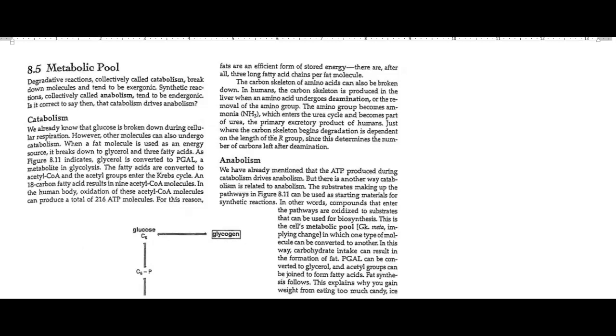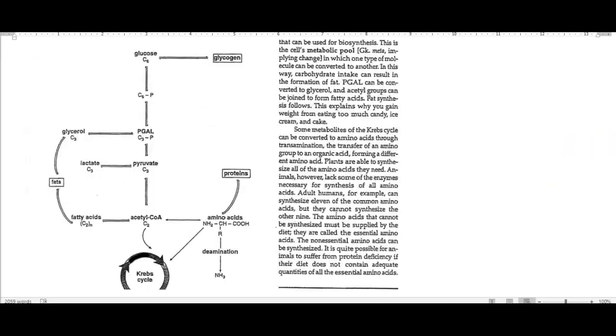In this way, carbohydrate intake can result in the formation of fat. PGAL can be converted to glycerol, and acetyl groups can be joined to form fatty acids. Fat synthesis follows. This explains why you gain weight from eating too much candy and cake. Some metabolites of the Krebs cycle can be converted to amino acids through transamination, the transfer of an amino group to an organic acid, forming a different amino acid.